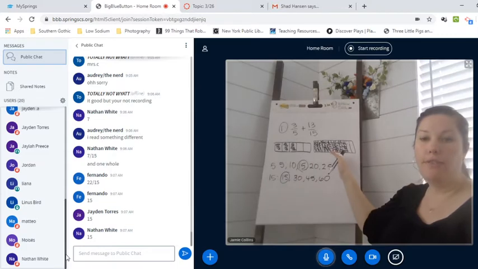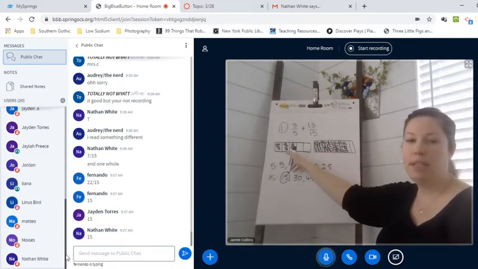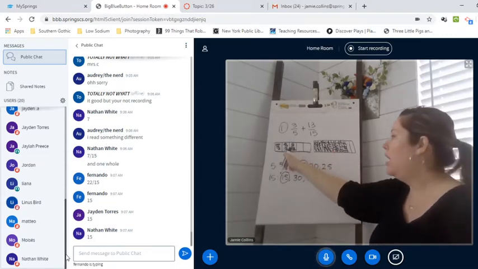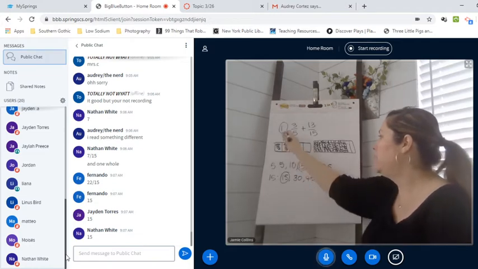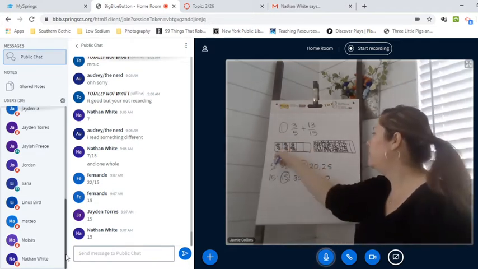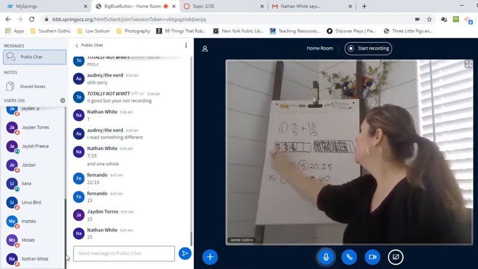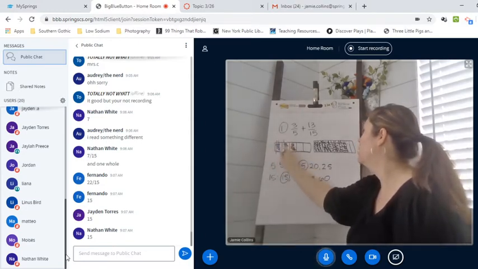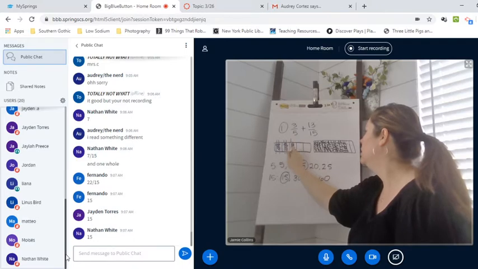Since I already have 15ths here, I just need to split this up into 15ths. And since it's already in 5s, that means I'm just going to split it now into thirds. Each one of these is going to be split into thirds. So here's a third, here's a third.